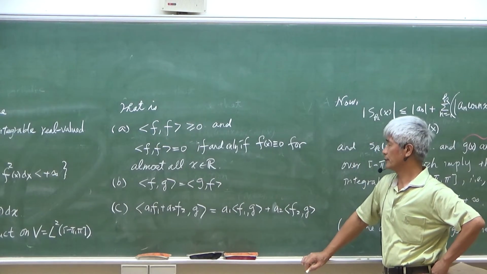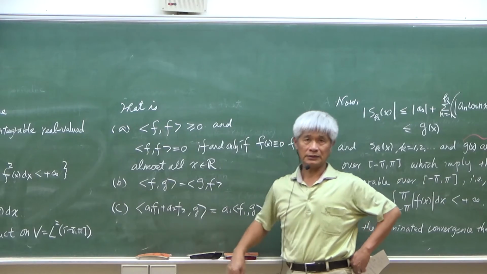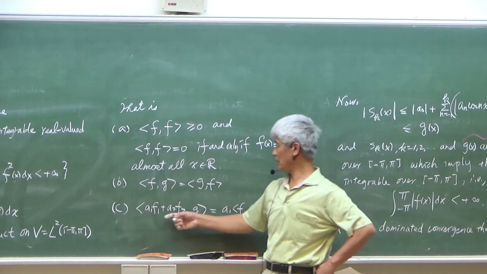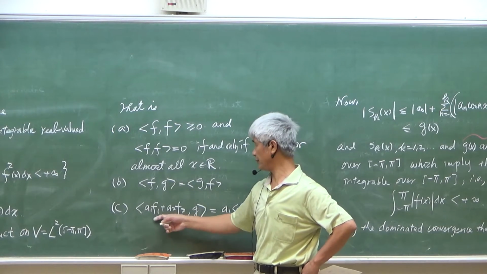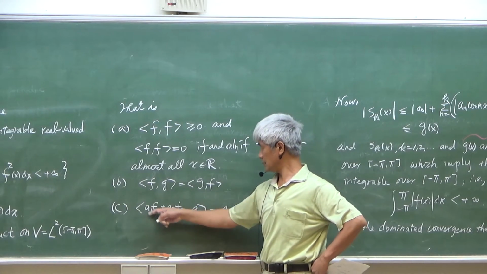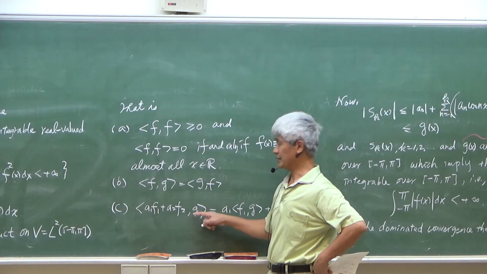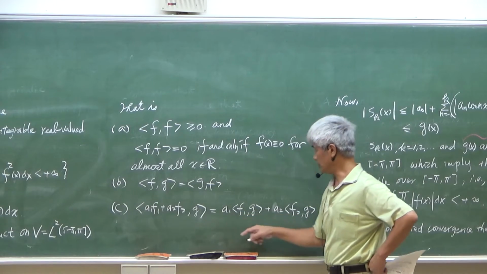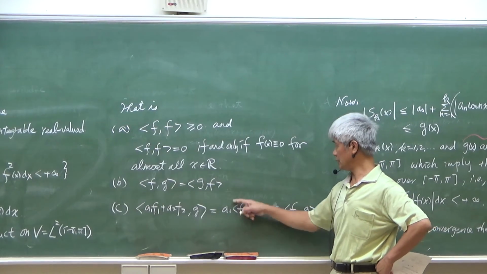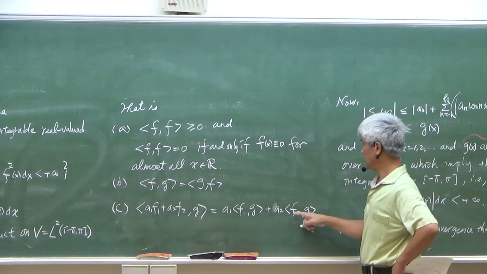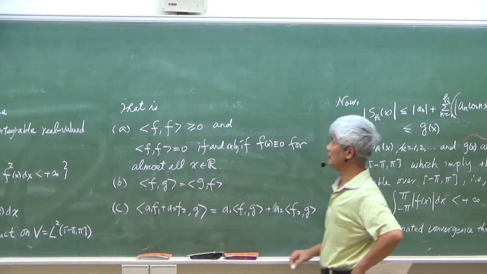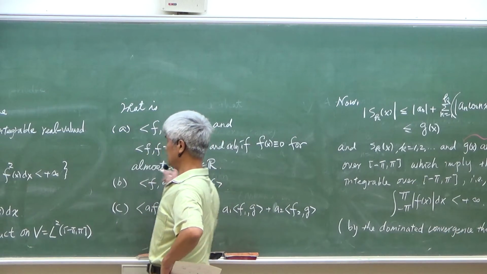C: the inner product is linear. So if we have a linear combination of two functions f1 and f2, and we take the inner product of this linear combination with g, then it is equal to the similar linear combination of the inner product of f1 and g and of f2 and g. Okay. So A, B, C.